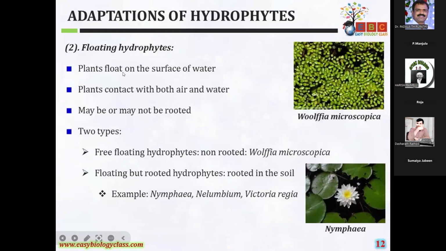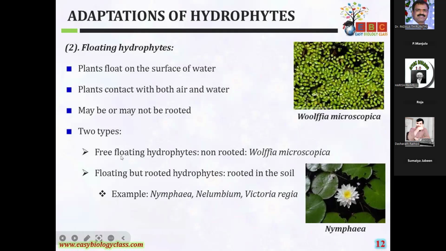Second one is the floating hydrophytes. Here the plants float on the surface of the water, in contact with both air and water. They may or may not be rooted. Here also these floating hydrophytes contain roots or may not contain roots. So again two types: free floating non-rooted hydrophytes, and free floating but rooted hydrophytes.